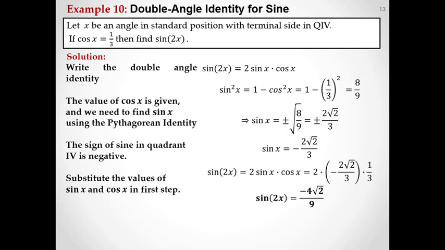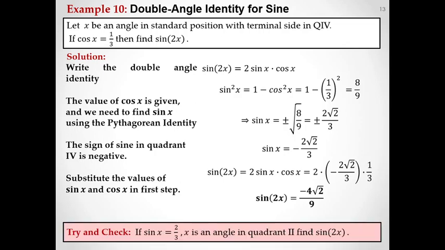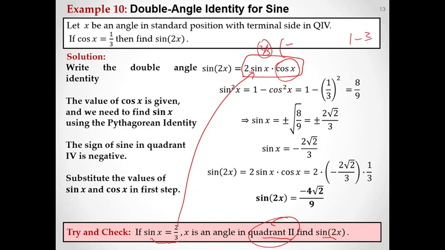Now, here is what I got. Now, let's look at the try and check here. This time it gives you sine x, and it's asking for sine 2x, with x in quadrant 2. We will use the same thing, but here sine x is given as 2 over 3, and we want to find cosine x. Now cosine x in quadrant 2 will be negative, so it will be negative square root of 1 minus 2 over 3 squared. You will use cosine squared equals 1 minus sine squared.